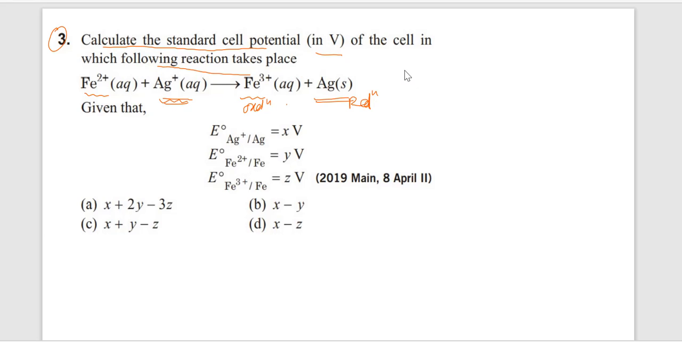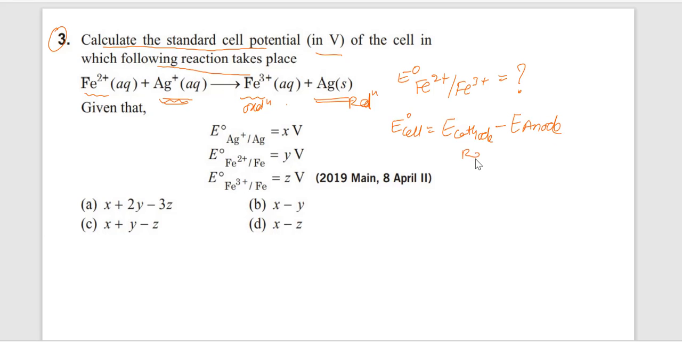So here the question is asking E0 cell of Fe2 plus to Fe3 plus, we have to know. So what is this? If you know this one, we can calculate the standard cell potential of the cell. Okay, that means here we have to calculate E0 cell equals E cathode minus E anode.